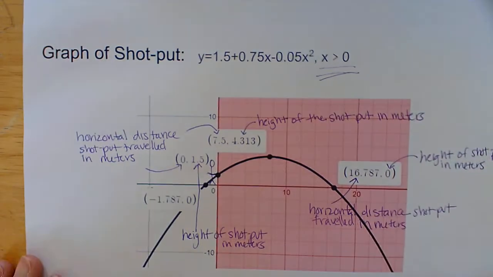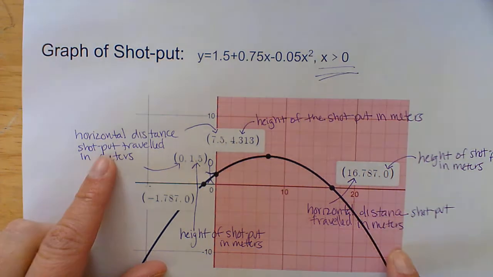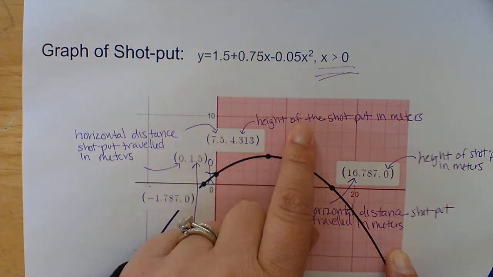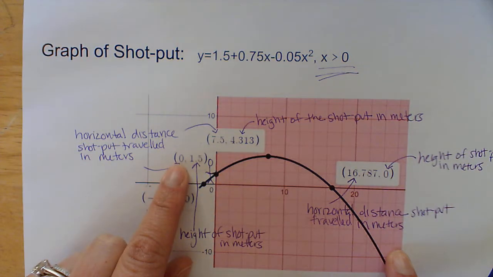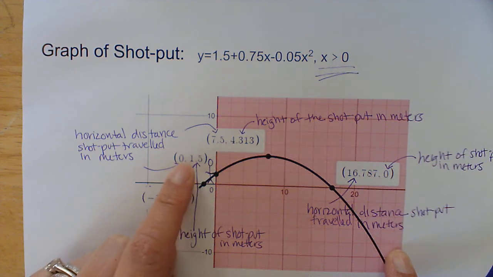So really understanding, I'm trying to have you put a picture with your graph. Now again, I labeled everything. Horizontal distance that the shot put traveled, height of the shot put. So this is his start point right here. This is our y-axis. Remember, y-axis usually means some type of start. So he or she is holding it at 1.5 meters.